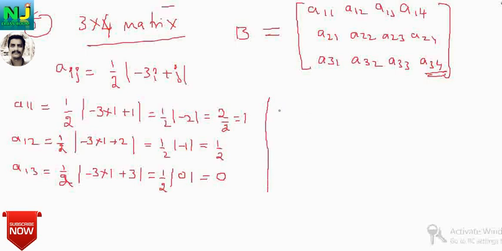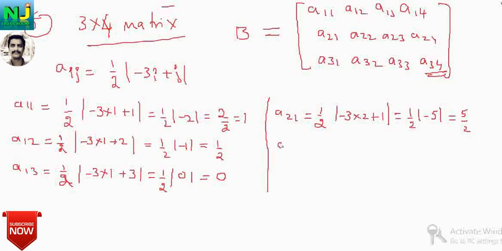Shall we go to the second row elements? A21 is equal to 1 by 2, minus 3 into i, that is 3 into 2, plus 1. You must put i is equal to 2 and j is equal to 1. So I will write here 1 by 2 as it is. Minus 3 into 2 is minus 6, plus 1, so minus 6 plus 1 becomes minus 5. Modulus of minus 5 is equal to plus 5. So that is 5 by 2.